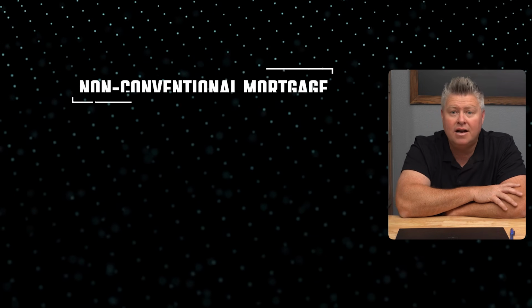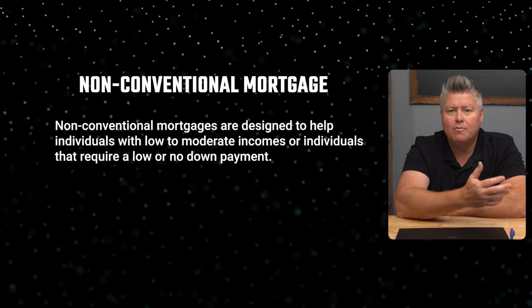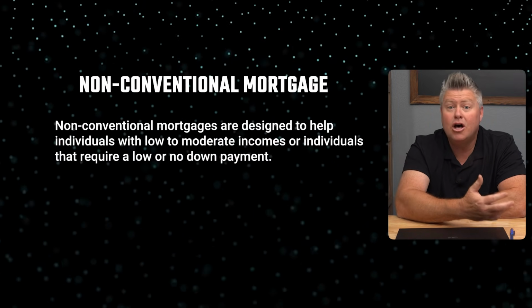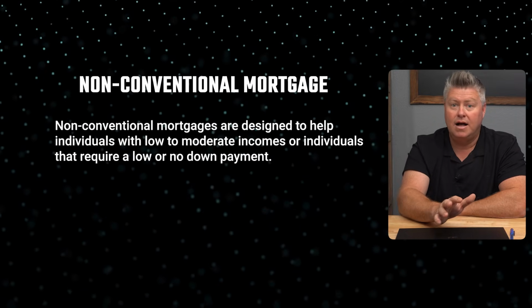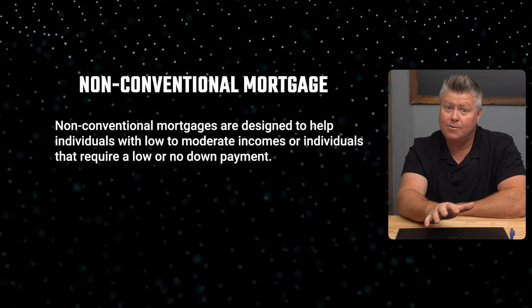Now let's move on to non-conventional mortgages. These are mortgages that are designed to help individuals with low to moderate incomes or individuals that require a low or no down payment, okay? So you can already see where this is going. It's gonna cost more. But if that's the barrier to entry, then blast through it, because the more important thing is if you can afford and you want to buy a house, it's going to give you stability in your life and thus give you the option of being able to write off mortgage interest, all kinds of other options out there to be able to bring in wealth.